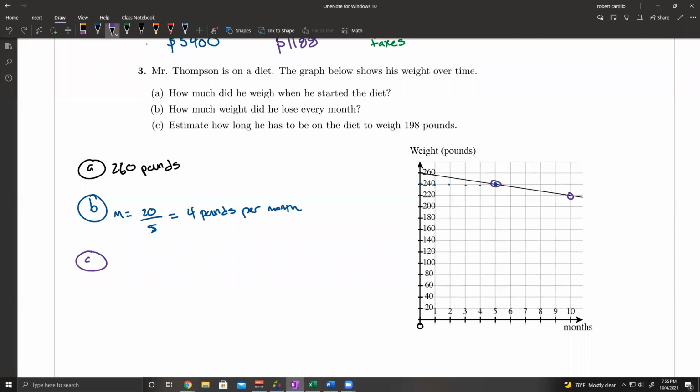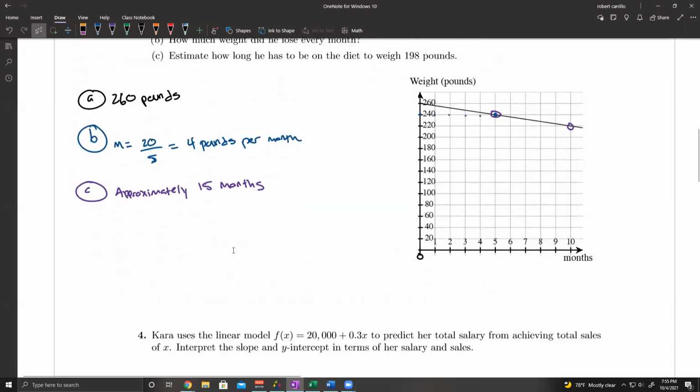So 15 months, we're going to say approximately 15 months. Okay, because it's every 5 months, he's losing 20 pounds. So after 5 months, he was at 240. After 10 months, he's at 220. After 15 months, he's at 200. So in approximately 15 months, maybe 16, he'll be at 198 pounds. Okay, not bad. All right.